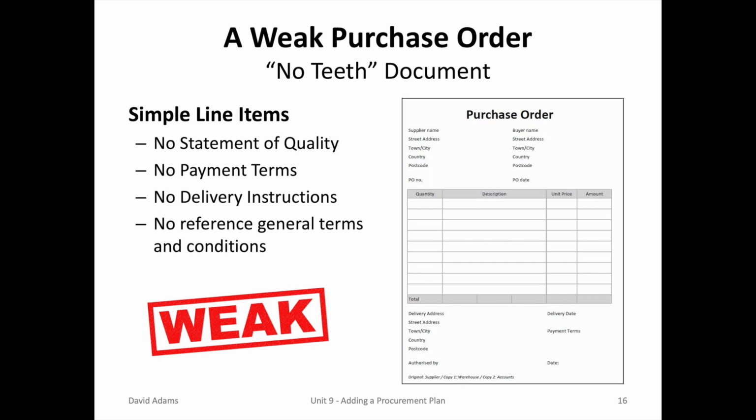What you don't want to do is issue a weak purchase order that has no teeth. It simply states quantity, description, and price. No statement of quality, no payment terms, no delivery instructions, no reference of general terms and conditions. This is a very weak purchase order.